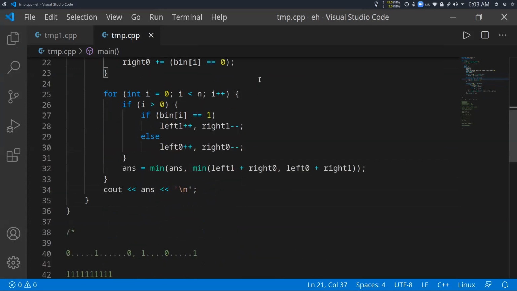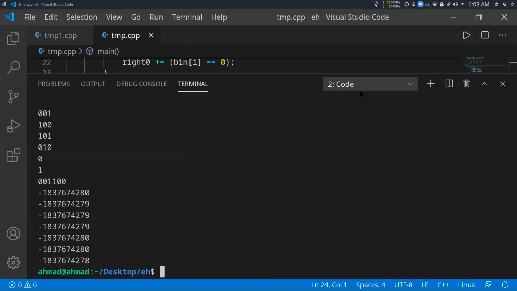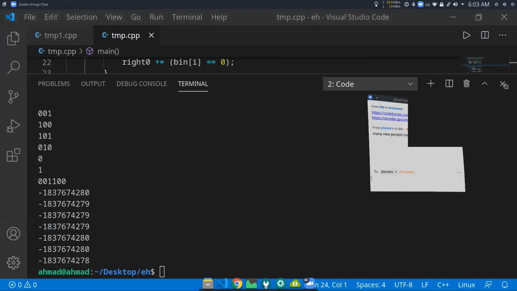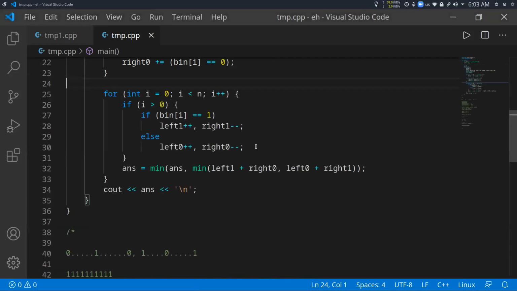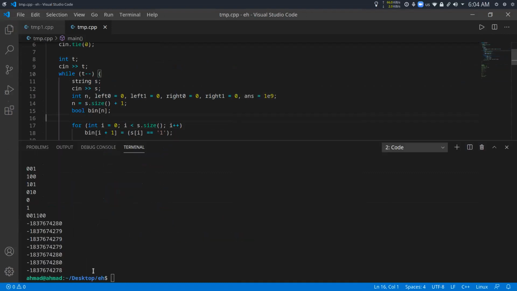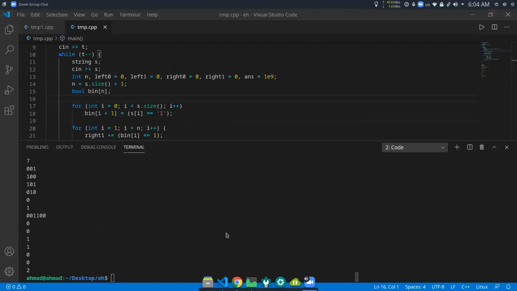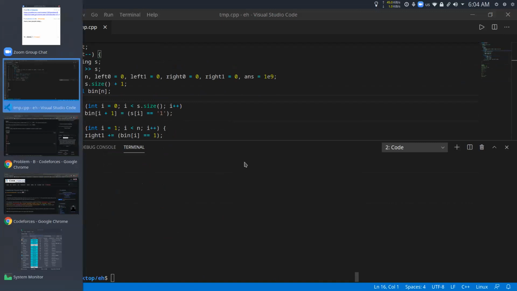Okay, we'll try it now. So there is an overflow on that. Oh yes, we should initialize this with 0. So at first initialize everything with 0, and then we calculate everything from the beginning. The output is 0, 0, 1, 1, 0, 0, 2. Okay, so this should be okay.